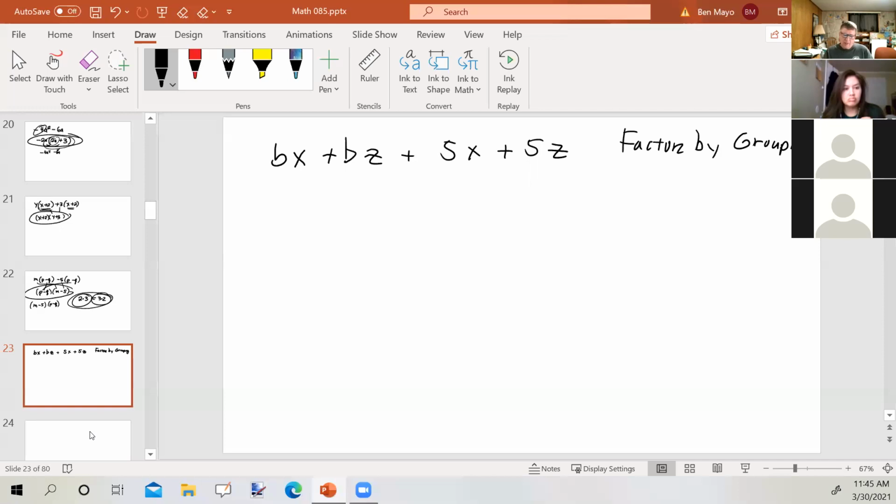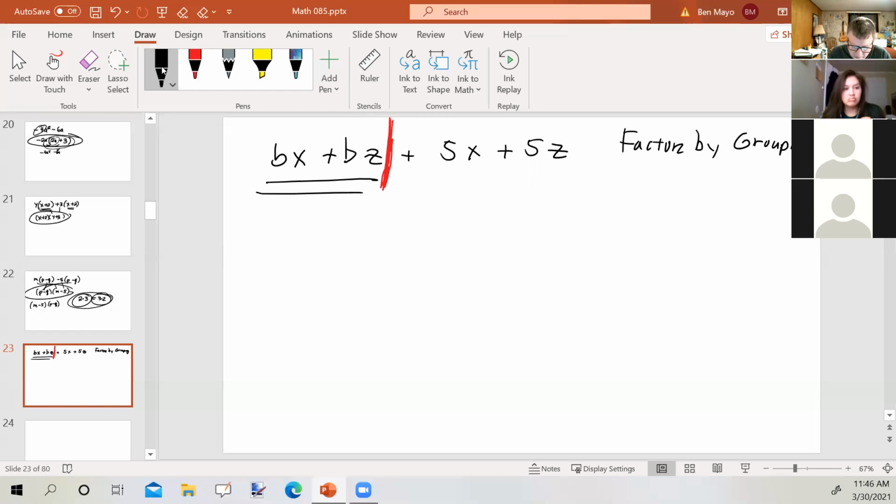If we look at the whole thing, there's nothing common to all four terms other than just a 1. And taking a 1 out times the whole thing doesn't really do anything for us. So what we're going to do is break it up into groups of 2 terms each. So I'm going to break it apart here. Okay. Now, let's take a look at those first 2 terms.